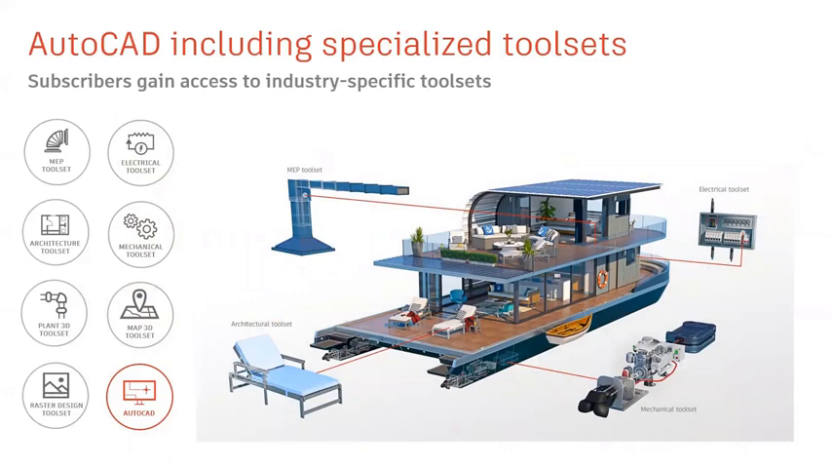And that can be AutoCAD MEP, AutoCAD Electrical, AutoCAD Architecture, AutoCAD Mechanical, Plant 3D, Map 3D, or the raster design toolset. Over the past 20 years, Autodesk has been investing in AutoCAD vertical specialized toolsets. They make you more productive because they come with enhanced industry-specific functionality. And since release 2020, every subscriber of AutoCAD gains access to all the capabilities of the industry-specific toolsets and libraries. At that time, it got introduced as one AutoCAD.